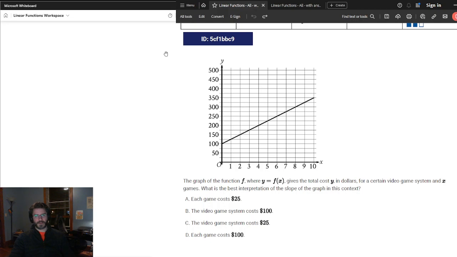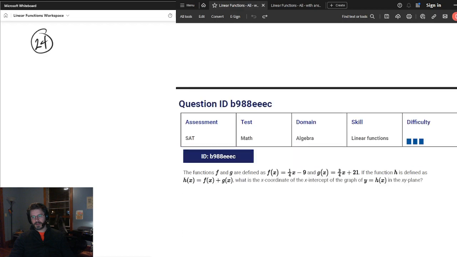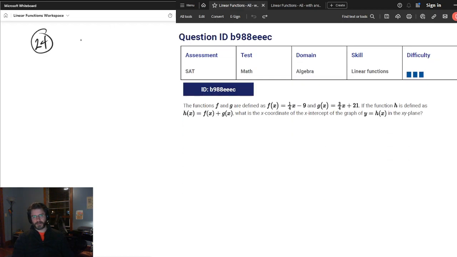23, 24. We got all the E's, E, E, C. Okay, looking a little more complicated. It is finally a hard question, 3 pips in the difficulty.